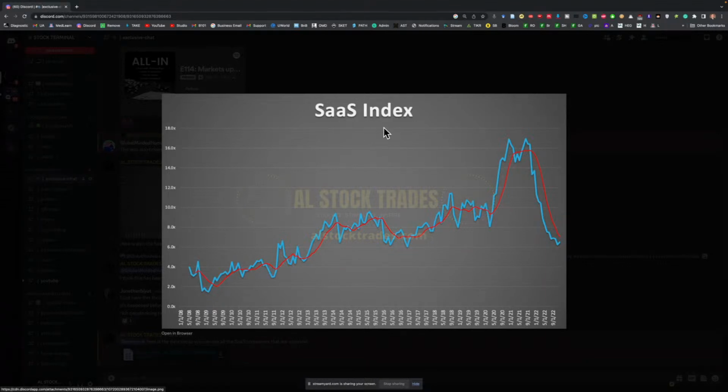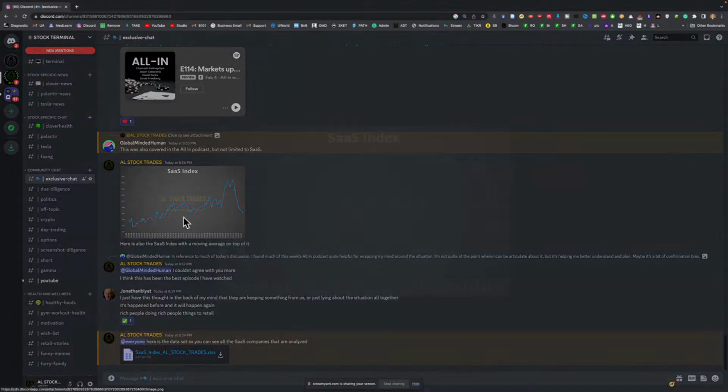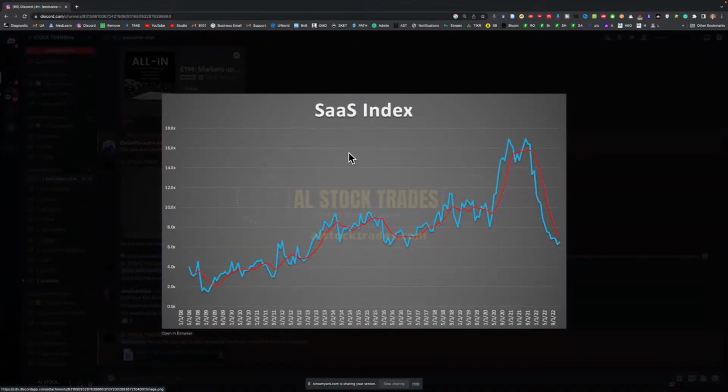If you don't understand it, it's okay. We'll talk about it more. For all of our Mastering Stock Market students and our Stock Terminal members, you can access the data set here. I put it, and it basically will show you all the stocks that are going into the SaaS index.